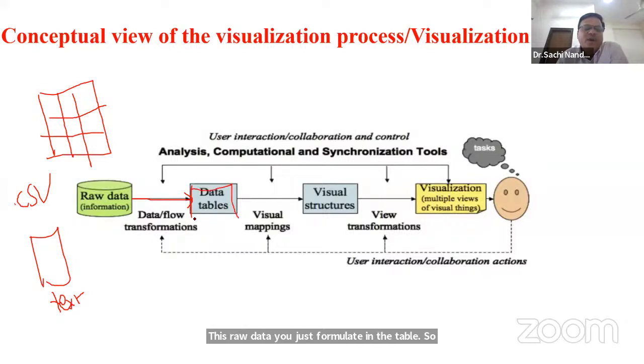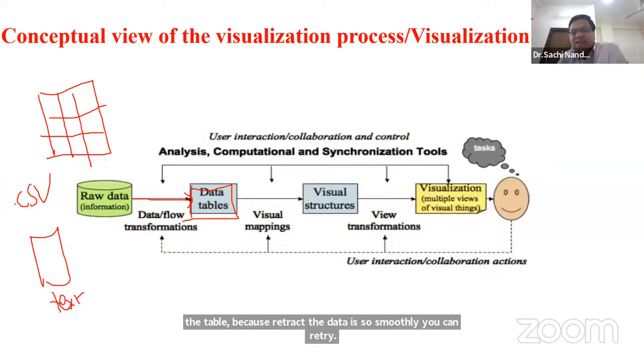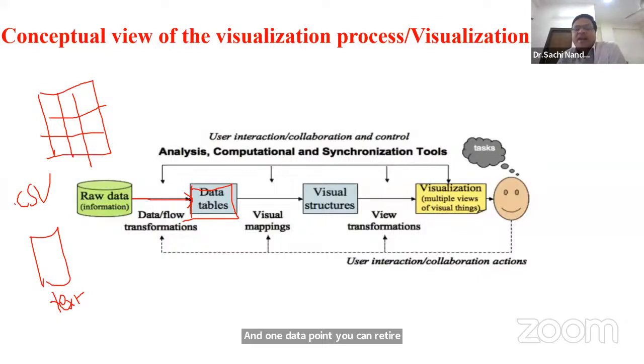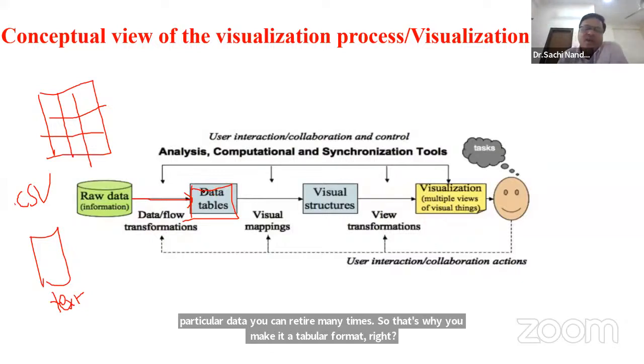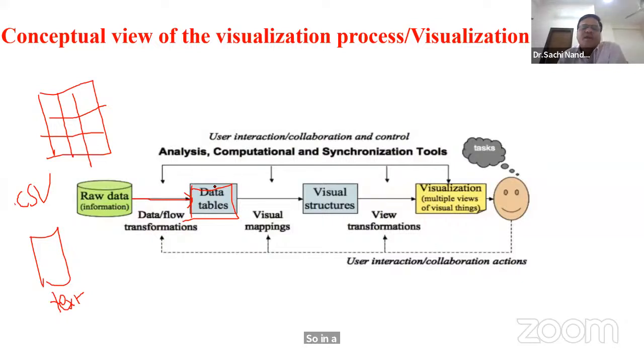So why make the table format? Because you can retrieve the data so smoothly, and one data point you can retrieve from any place, or a particular data point you can retrieve many times. That's why you make it in a tabular format, right? So in a row and column combination format, you can put the data in tabular format. So we can retrieve any type of data and use it, right?